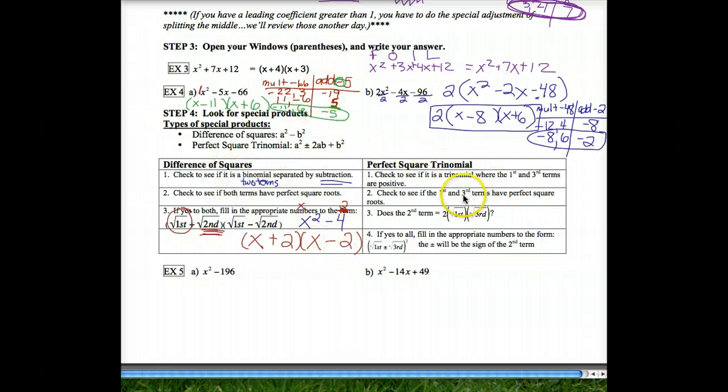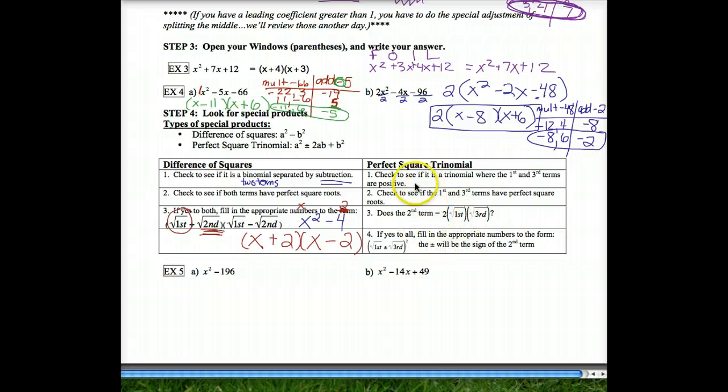Our second type of special product is a PST, which stands for perfect square trinomial. So difference of squares, both terms had a perfect square root. In a PST, the first and third terms both have perfect square roots. So your brain, as you're factoring, should be looking for numbers that you know are perfect squares. So 1, 4, 9, 16, 25, 36, 49, so on and so forth. Because when you see perfect squares, if you know these special products, they are so quick to factor because you know the pattern.